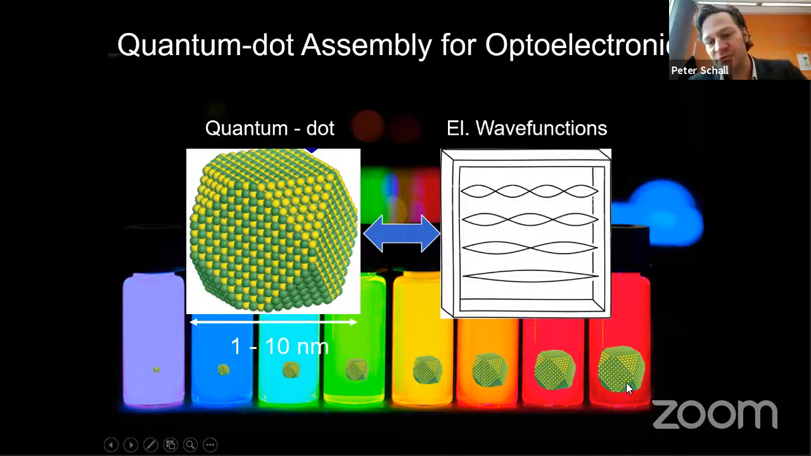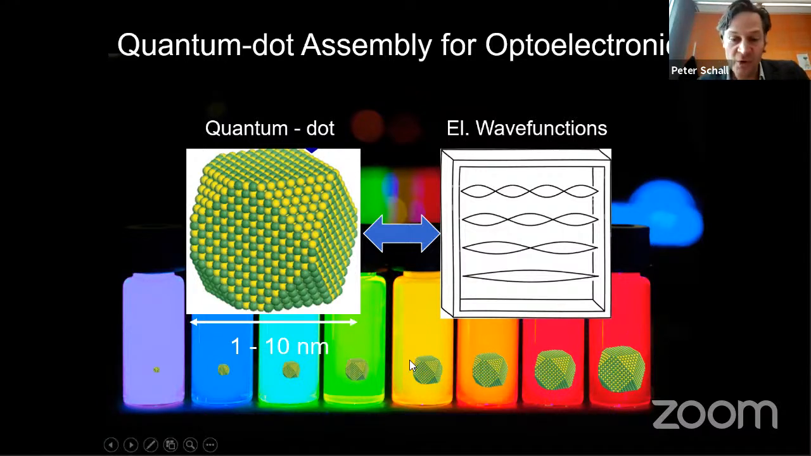And in fact, this is what you see in the background. If you look at the fluorescence of these particles, for big particles where the energy levels are close together, you get this red fluorescent light, because of long wavelengths, low energies.